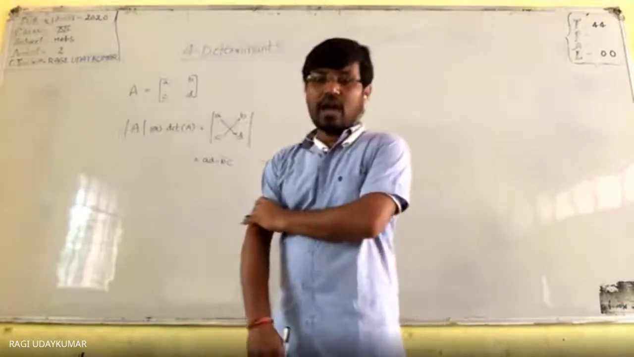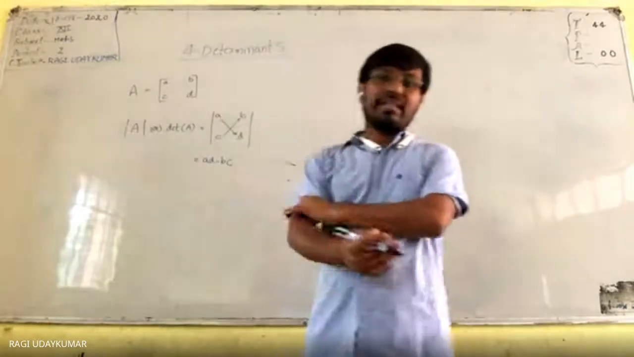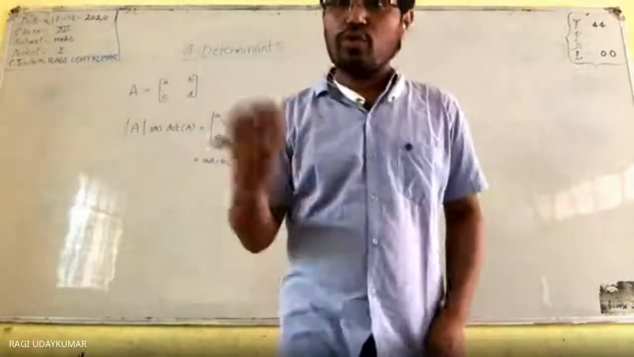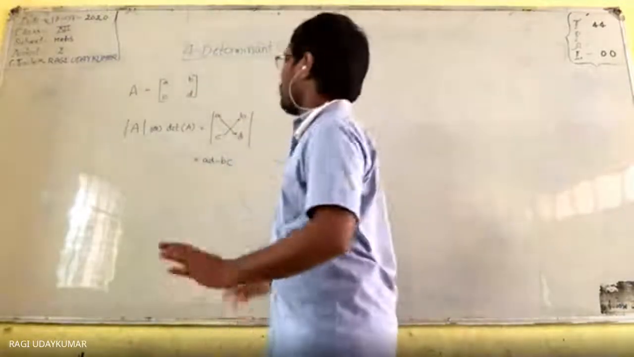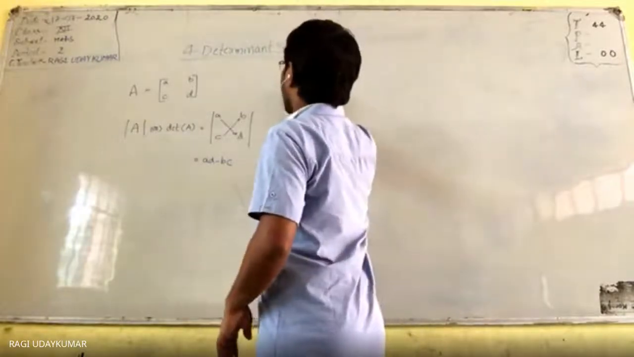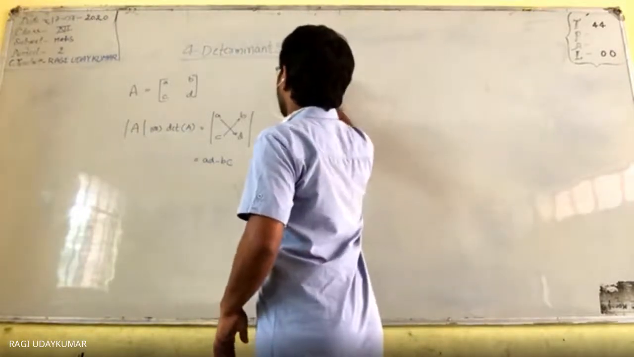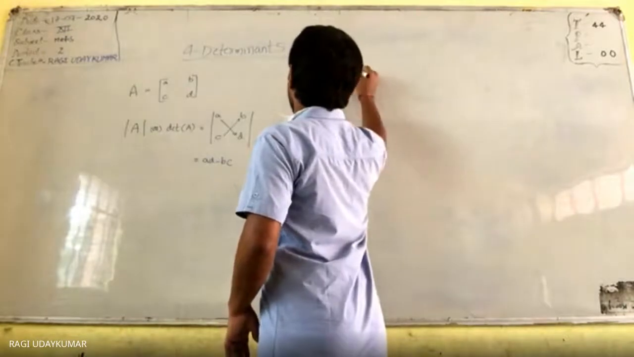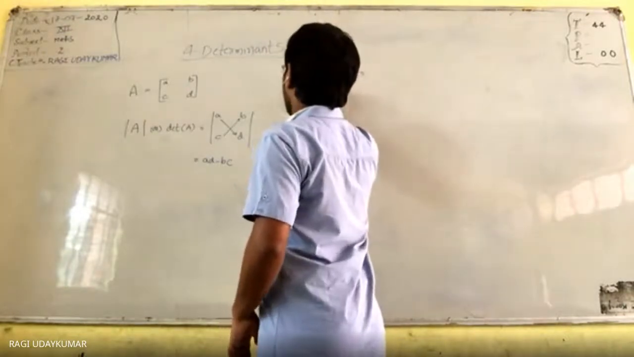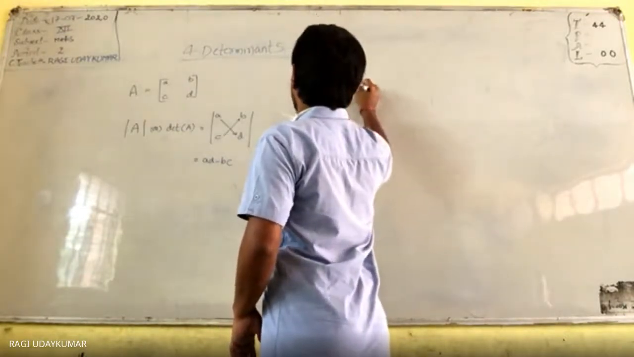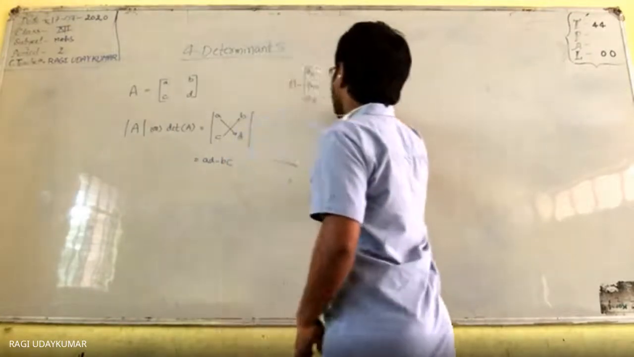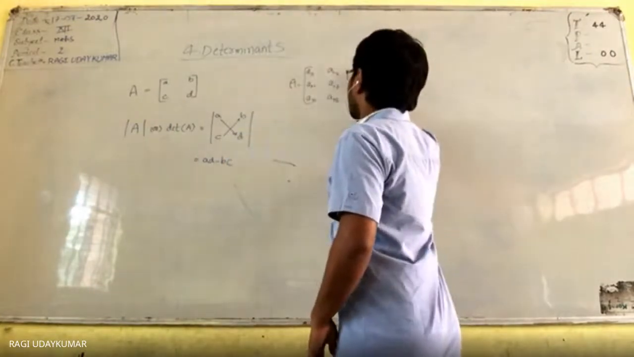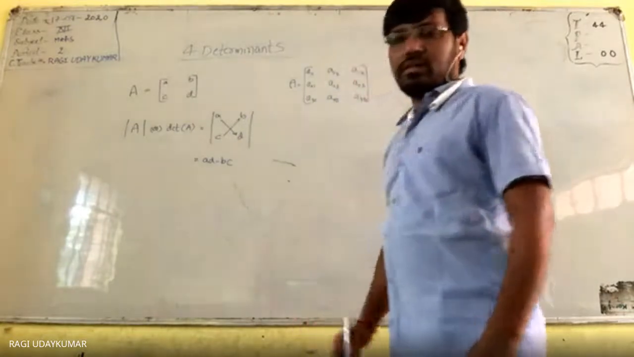And let us go further. How do we find the determinant of a 3 by 3 matrix, or any other matrix, a 4 by 4 matrix also? The procedure is the same. So now A is a matrix of order 3 by 3: a11, a12, a13, a21, a22, a23, a31, a32, a33. This is a matrix.